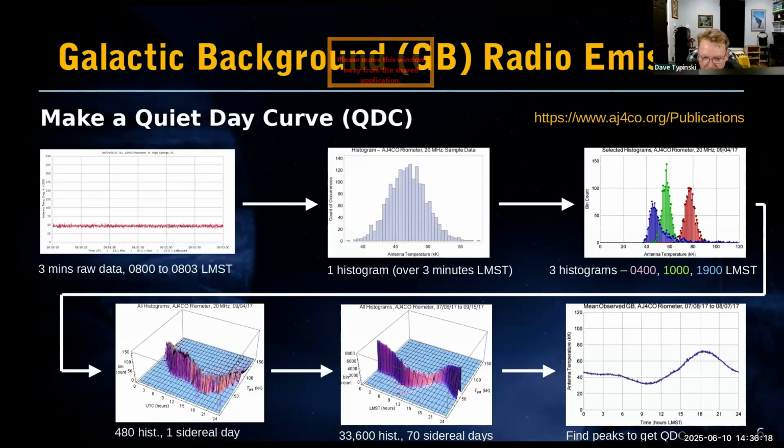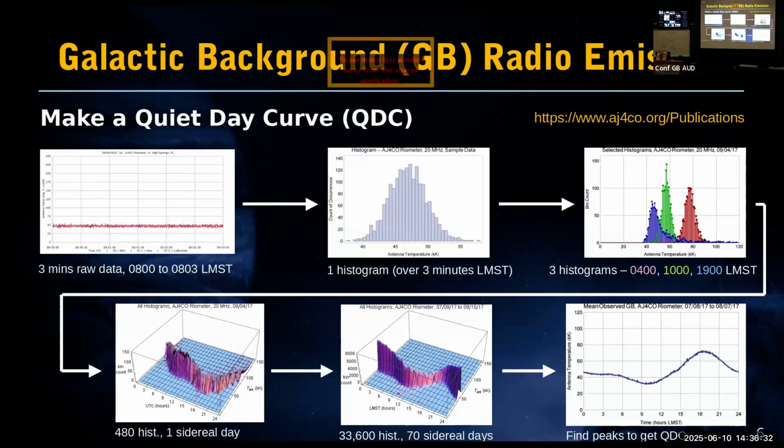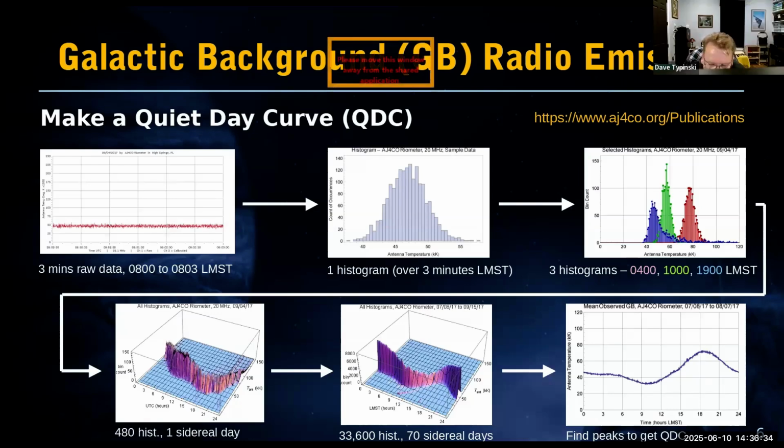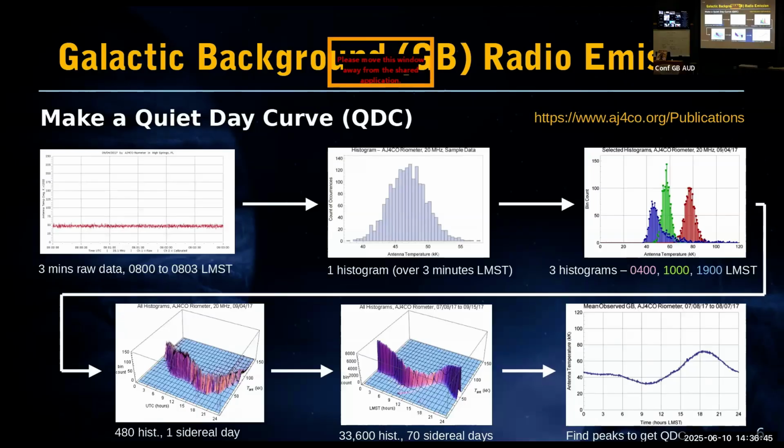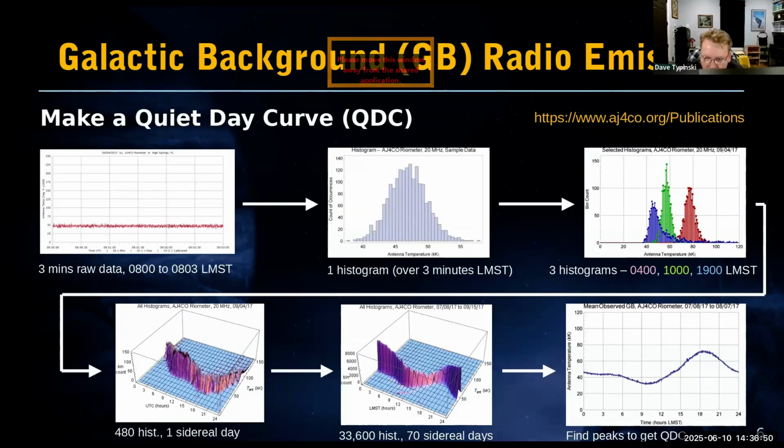If you do that for 70 days, which is all the data I had at the time, you get the middle bottom plot, and then you just find the peaks. What that gets you is the quiet day curve, a light curve, but it's quiet day. In other words, no RFI, no solar flares, nothing like that. That's useful to people like the ITU that want to know what the RF background situation is for communication channels.